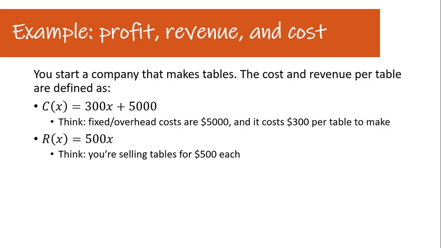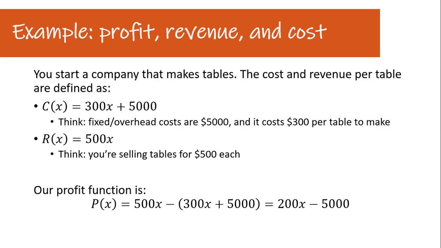Then R of X is 500X. So that's saying you're going to sell every table for $500. That's what you'll bring in for every table. If we want to write this in the profit function that we just talked about, remember all it is is R of X minus C of X. So it's going to be 500X minus the quantity 300X plus 5,000. Now this is one other place to be careful. It's not complex math, but make sure you use parentheses around that cost function and make sure you distribute the negative. Here we would end up with 200X minus 5,000.